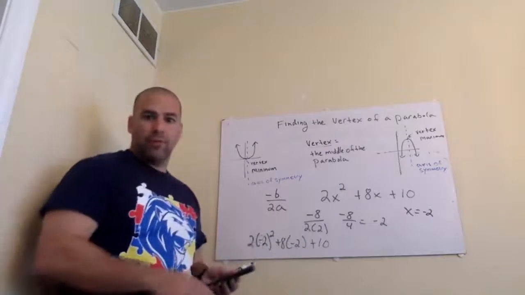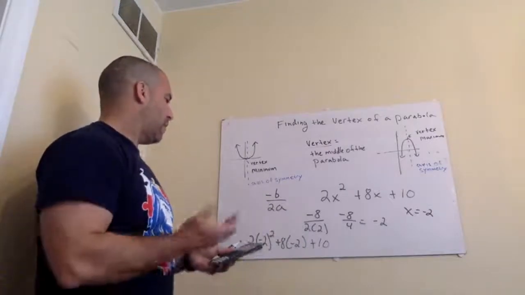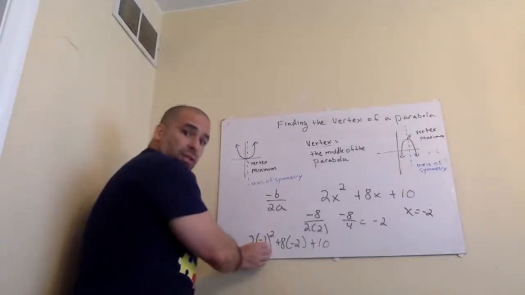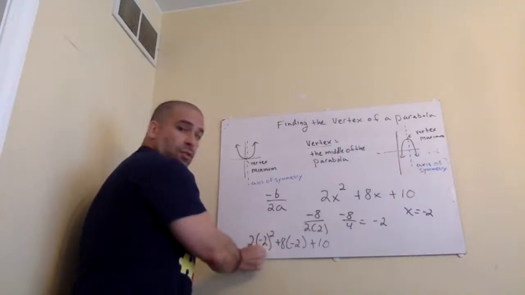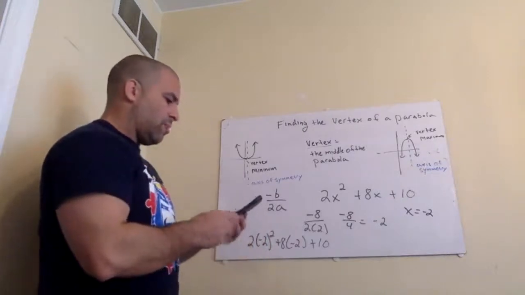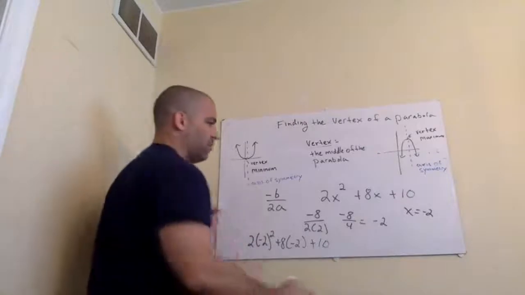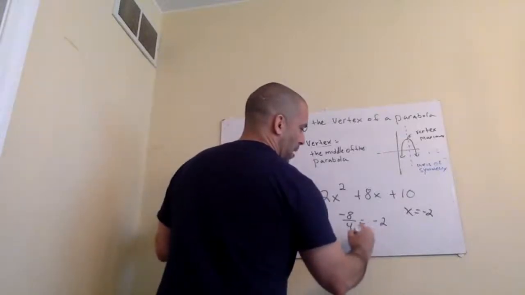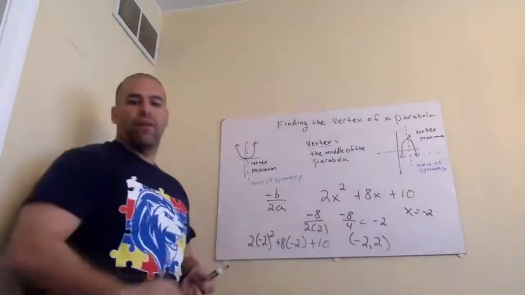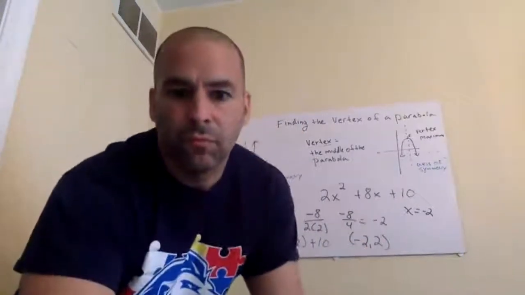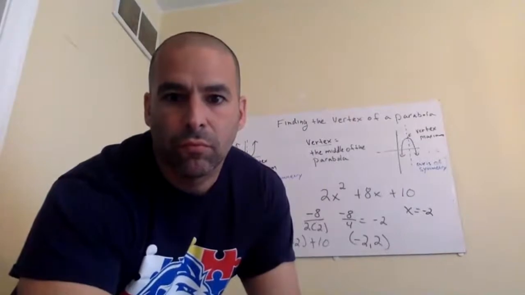Make sure when you substitute into the calculator, you're very careful. Notice these parentheses, especially because you're dealing with negatives. All right, so now that gives me 2. So the vertex is the ordered pair, negative 2, 2. And that is how you find the vertex.